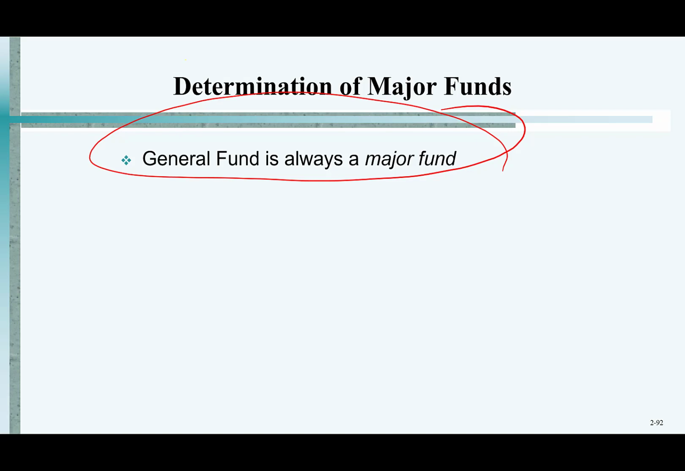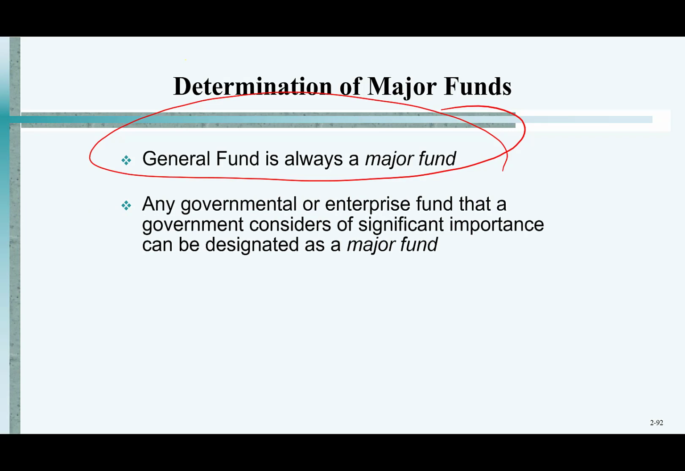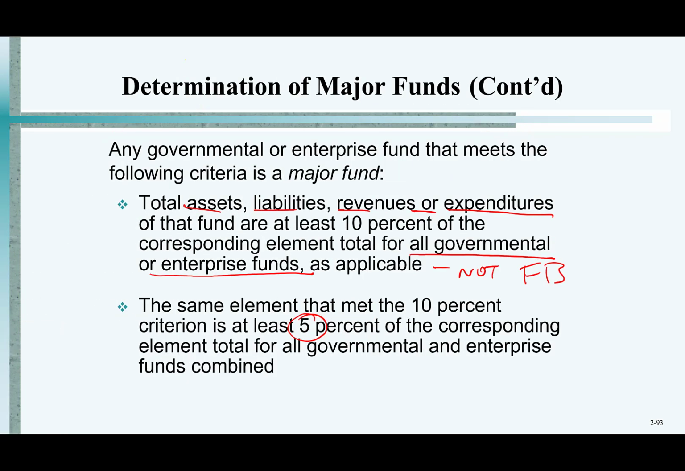Okay, so what we're going to understand here is how do we determine a major fund? And there are two tests that we perform to determine a major fund. There's a 10% test and a 5% test. Now, the general fund doesn't go through this test. It's always a major fund, right? So when we're looking for major governmental funds, major enterprise funds, we're going to apply that 10% and 5% test, right? To everybody but the general fund. Now, when we do this, we're going to take different financial statement elements of all the governmental funds and add them together, and we're going to multiply that number by 10%, and any governmental fund other than the general fund, which would pass the test anyway.